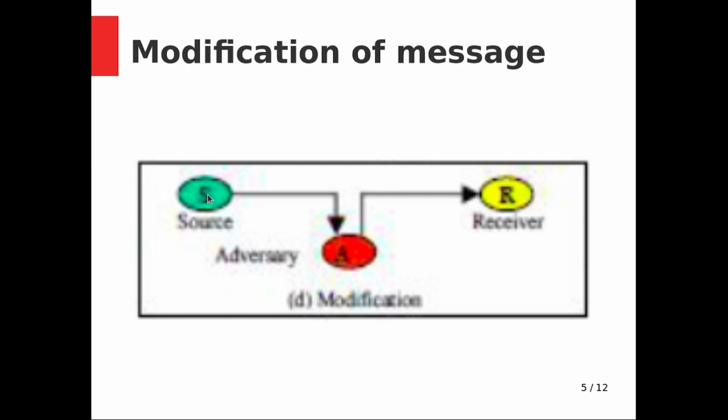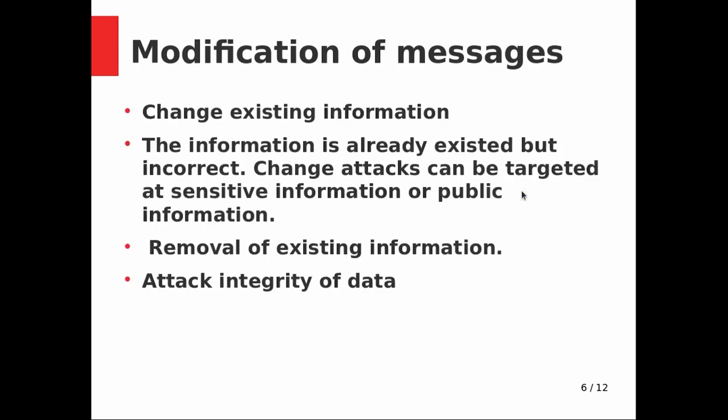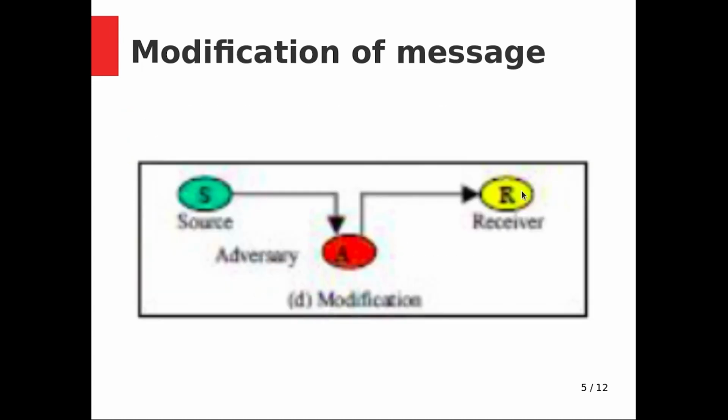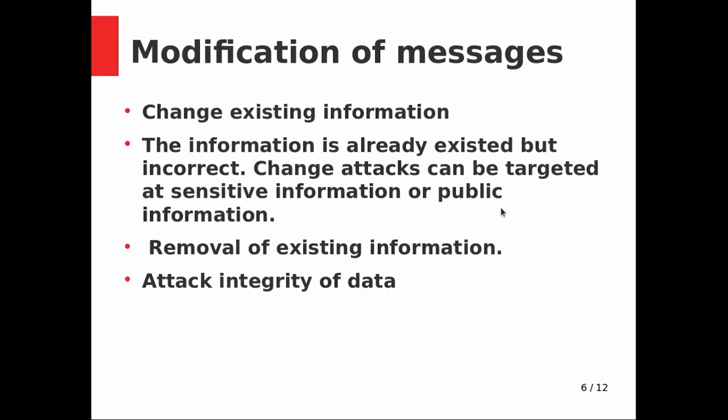Modification of data means when data is traveling from source to receiver, it is captured by some hacker, and he tries to modify the data and send the modified data. The original data is not received by the receiver, it is modified by the hacker and then goes to the receiver. Here the hacker changes the existing information. All these things may happen very frequently on the internet. The information already existed but is now incorrect.